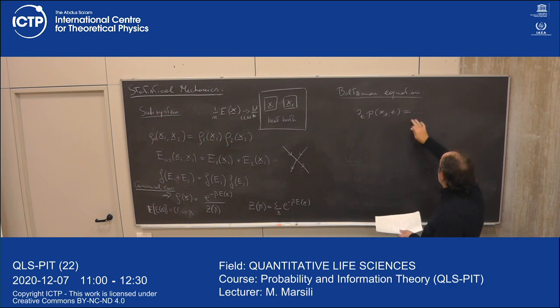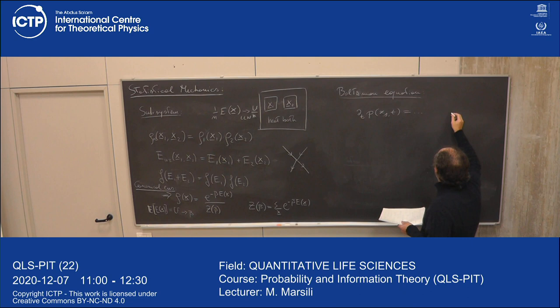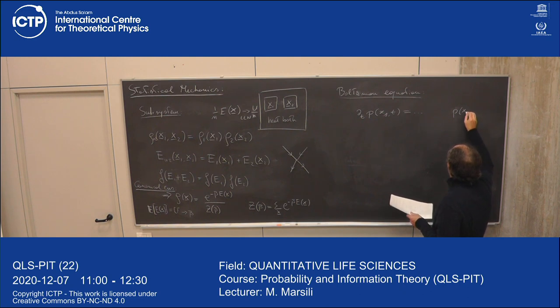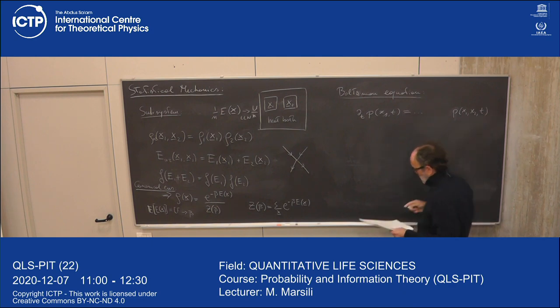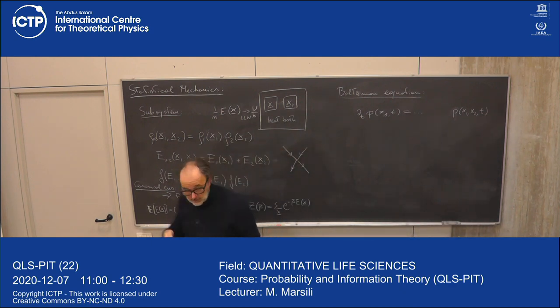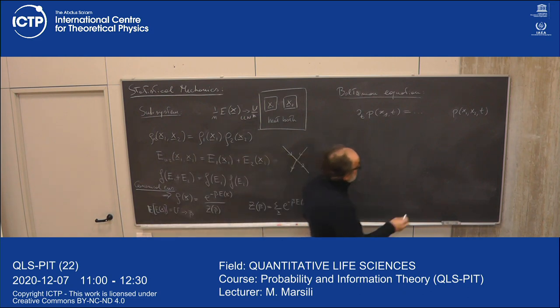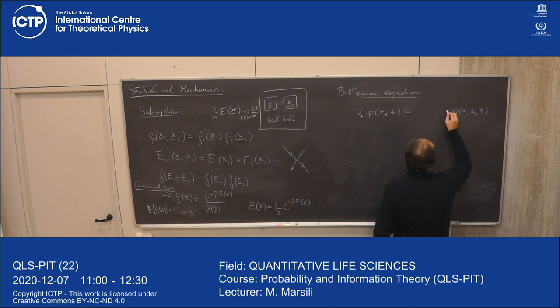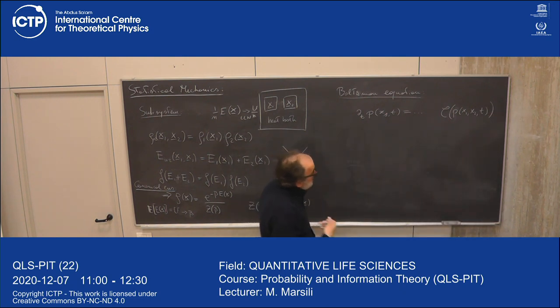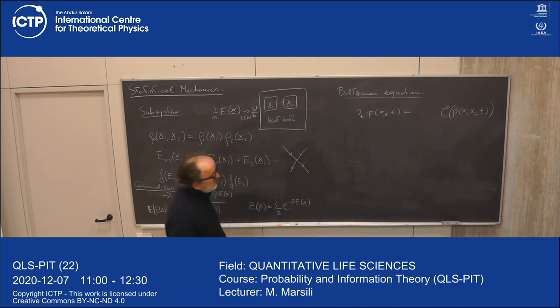So if you write down this equation here, then there will be a term that contains the probability that you have two particles, the joint probability of the coordinates of two particles, okay? And the term that contains this thing is a functional of this thing, and is called the collision integral, okay?